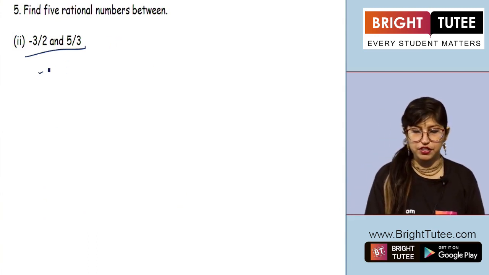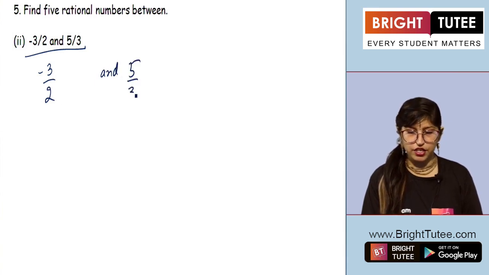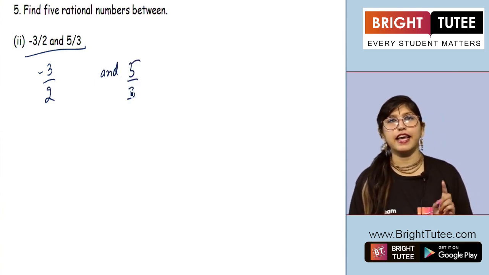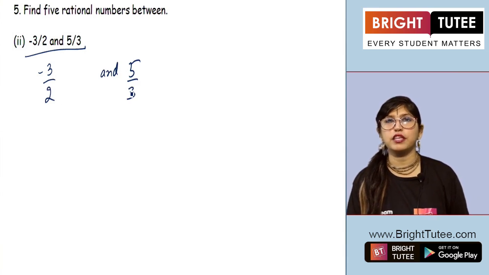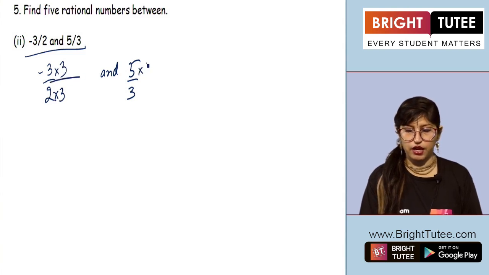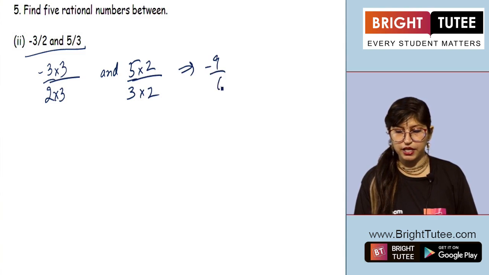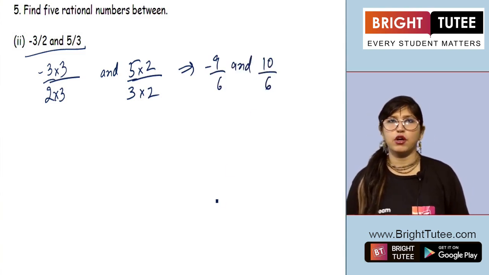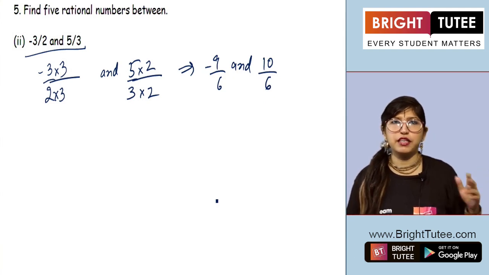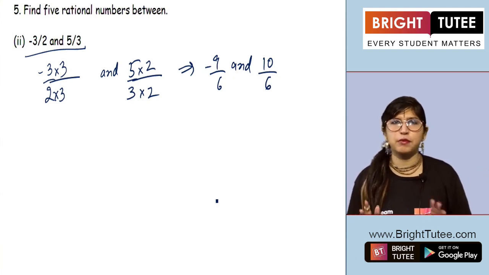So the very first thing which we should do is, very good, taking LCM and making denominators same. So LCM of 2 and 3 is 6. So we'll be multiplying by 3 and by 2. So what do we get? Minus 9 upon 6 and 10 upon 6. Without even thinking, we can straight away multiply by 10, or if we just check this out, you'll be getting 5 rational numbers easily.